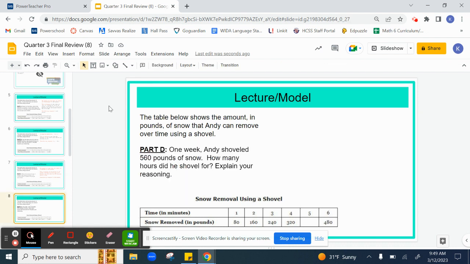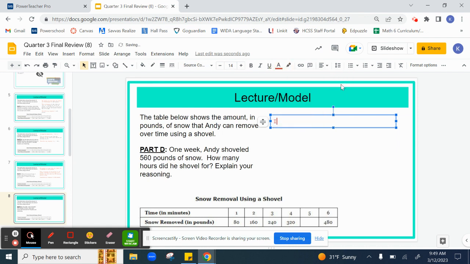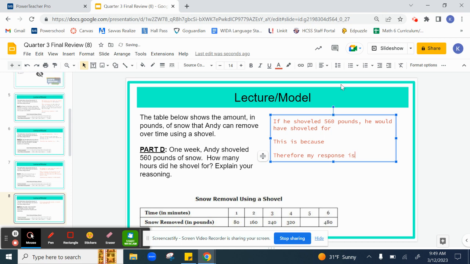1 week, Andy shoveled 560 pounds of snow. How many hours did he shovel for? All right, so let's build our sentence frames. If he shoveled 560 pounds, he would have shoveled for. This is because, therefore, my response is.